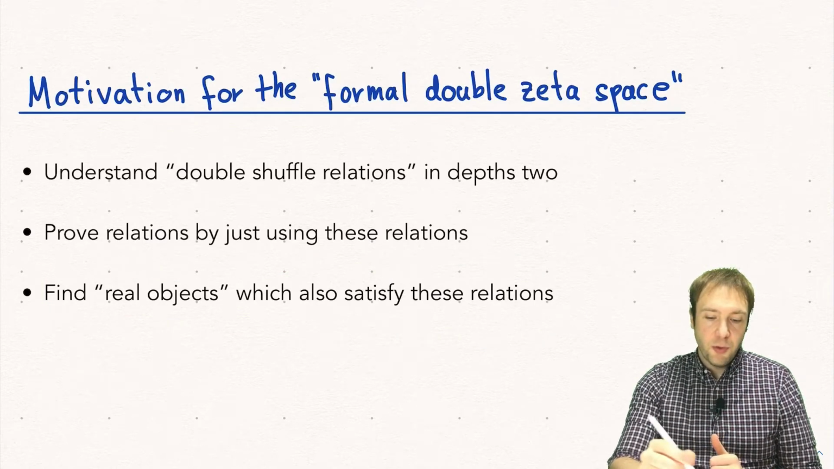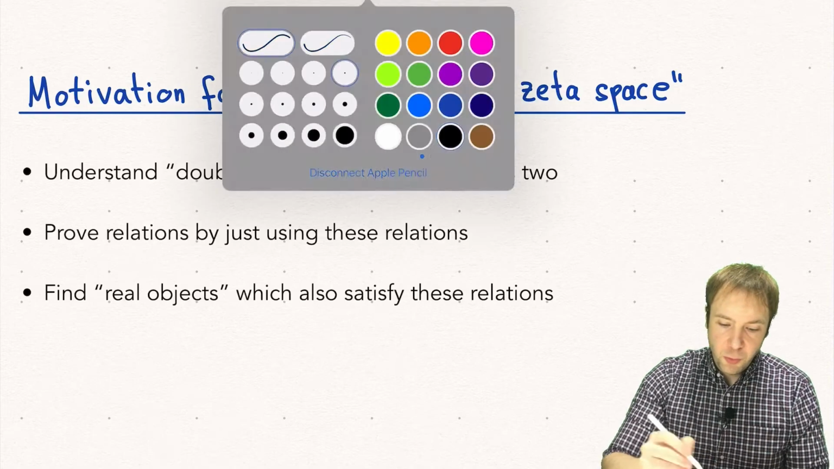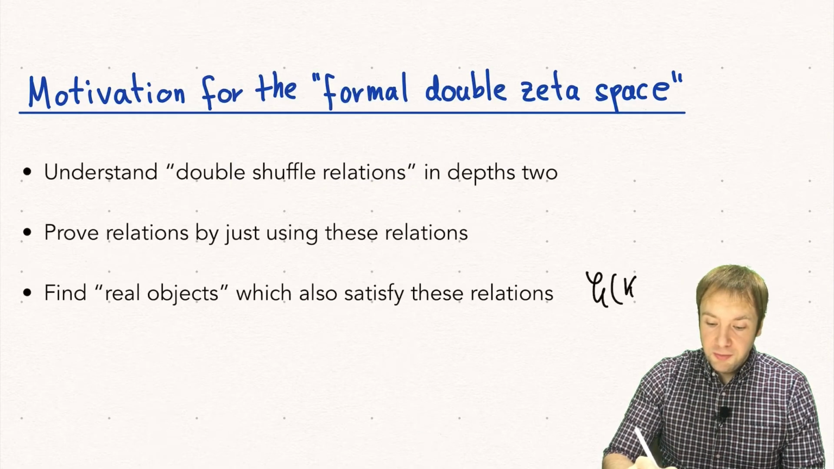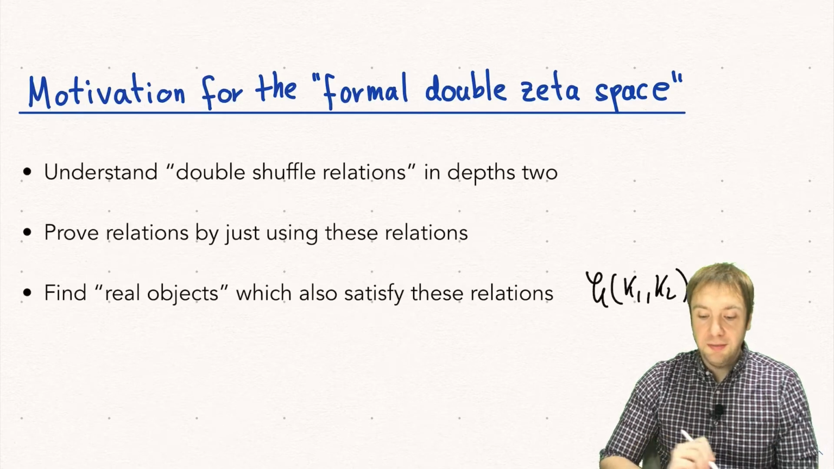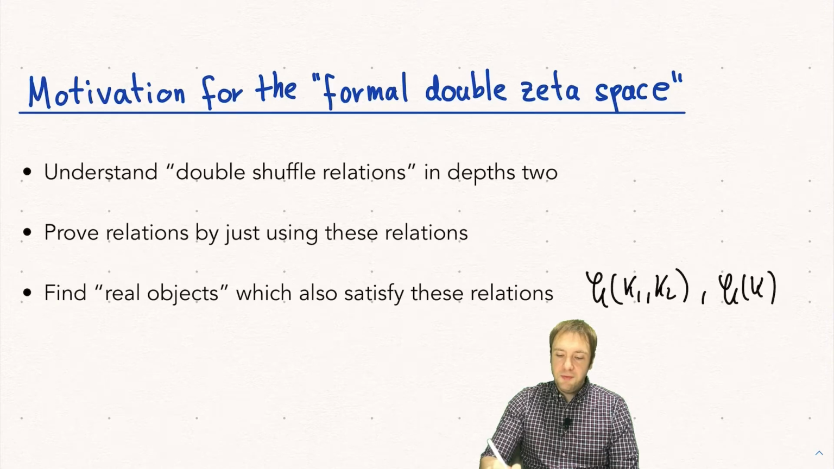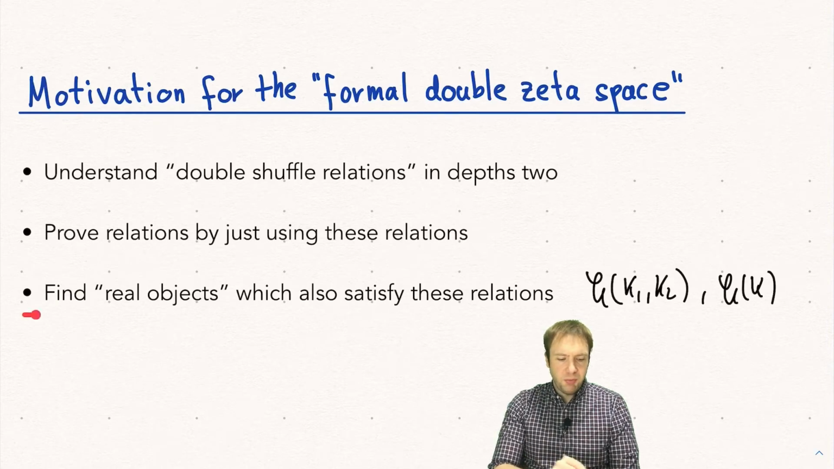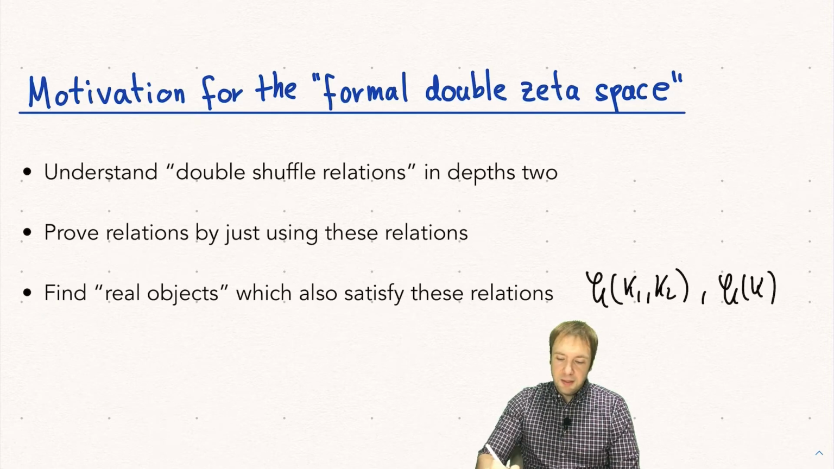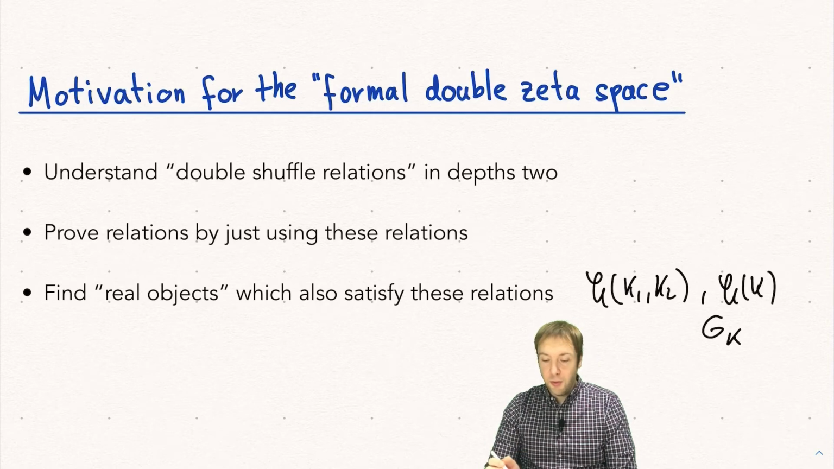Of course, one example of objects satisfying these relations is given by zeta values in depth 2. In depth 1 we have a Riemann zeta value, and in depth 2 we have these double zeta values. But we will also find a so-called realization of the space given by Eisenstein series, which we introduced in section 1.